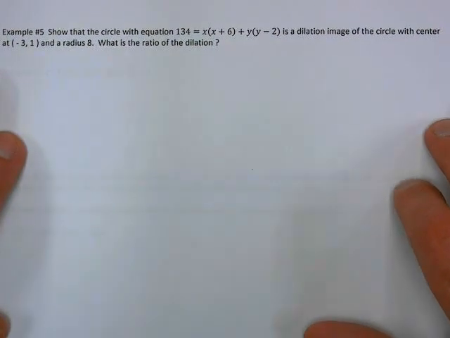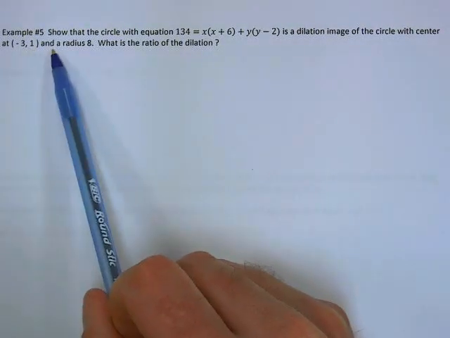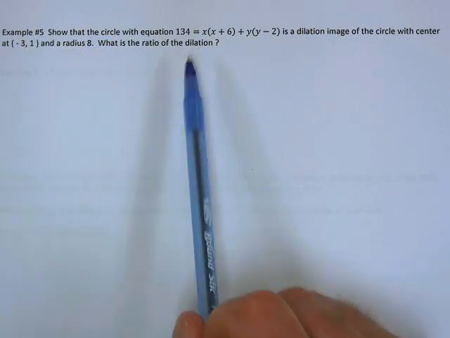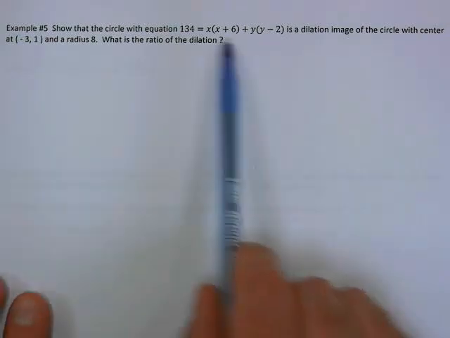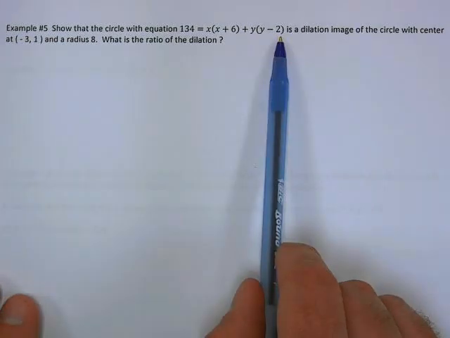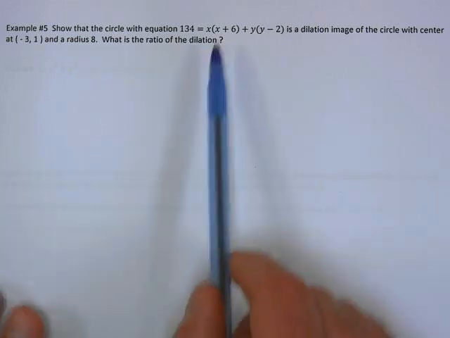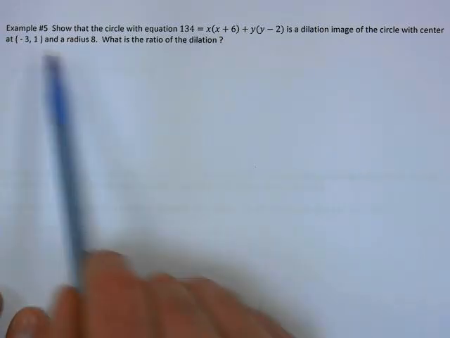All right, last example. Let's wrap this up here. So example 5, show that the circle with the equation, this thing, is a dilation image of the circle with center at -3, 1 and a radius of 8. What's the ratio of dilation? Okay, so basically what we want to do here is get the radius of this circle here, and then, of course, since it's a dilation and it didn't shift at all, the center should be the same. Okay, and then I just want to compare the old radius to the new radius, and then I'll see how much bigger or smaller my circle got. All right. Okay, let's do it.